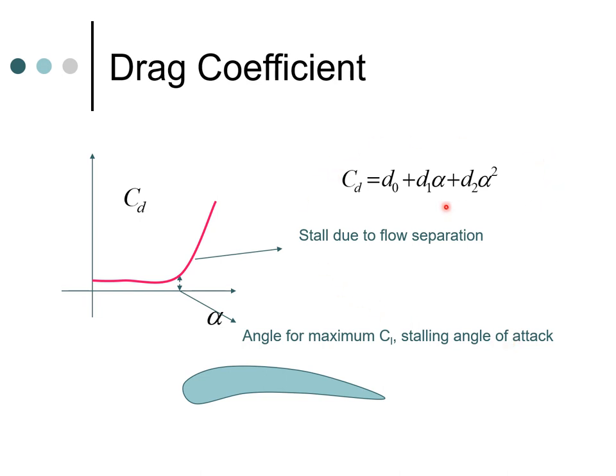Now very often this equation is used to represent CD. So CD is D0 plus D1 alpha plus D2 alpha square. So it's in this region that it's typically used. Now the interesting thing here is that as far as CD is concerned, you would of course always expect it to be positive here. It's never possible for CD to become zero, because drag is not going to be zero because of skin friction effect. So keep that in mind.